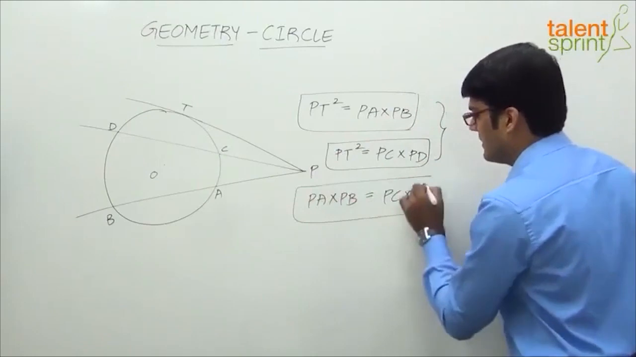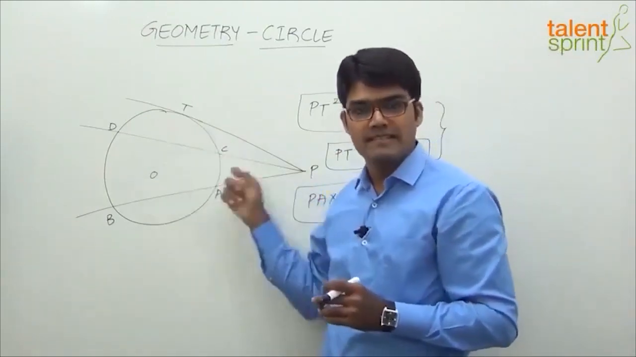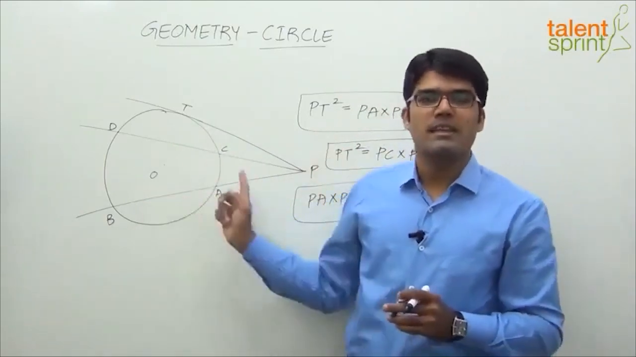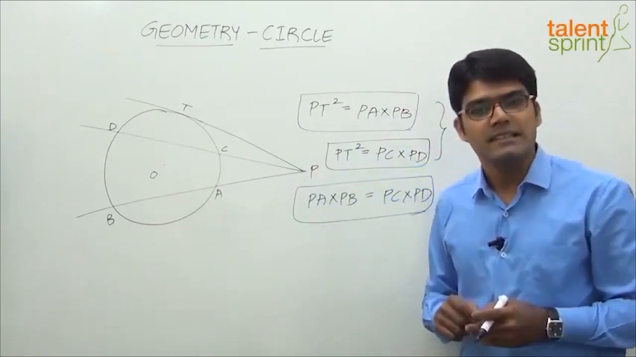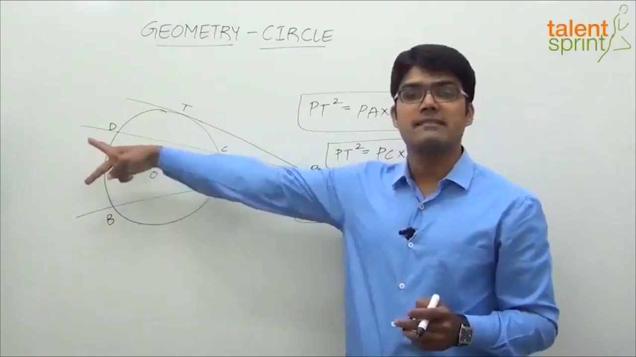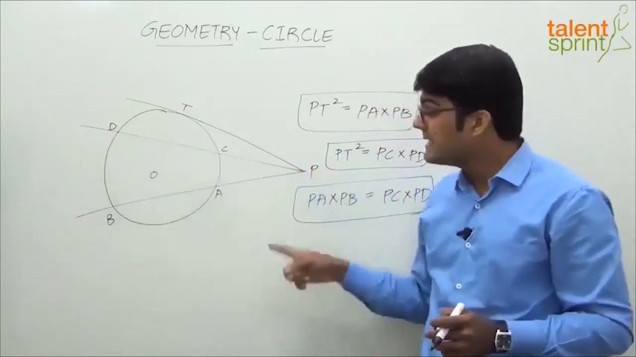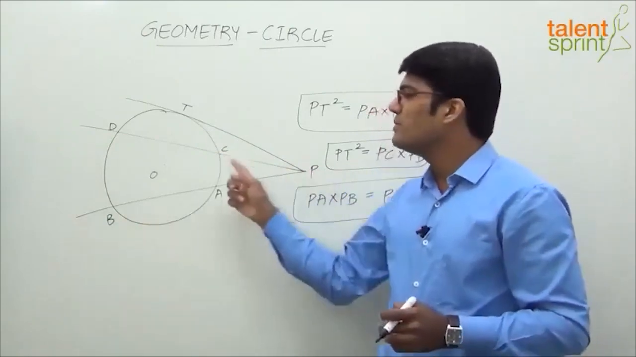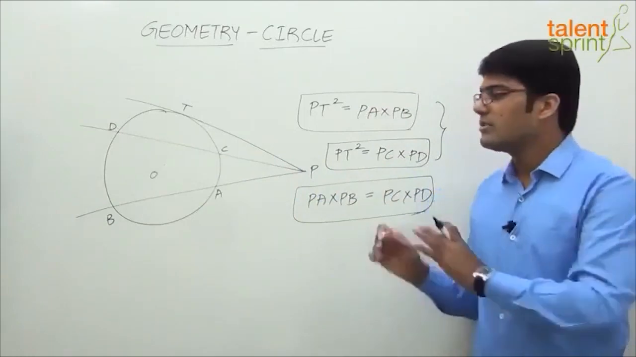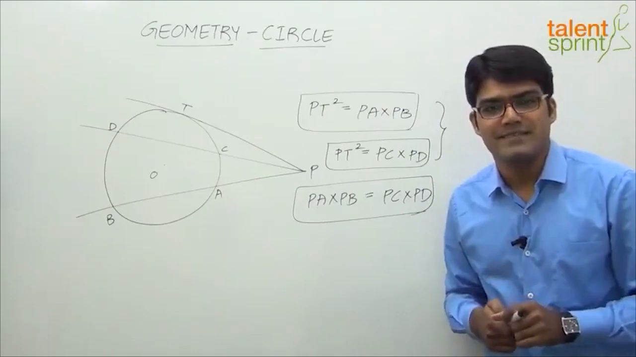You understand? So there are 2 points that we can learn here. One is that from an external point, when we draw a tangent and a secant, then the length of the tangent square will be equal to PA into PB, where A and B are the points at which the secant line cuts the circle. And the other point is, from an external point, when you draw two secants, right? One is PAB, the other secant is PCD. In that case, PA into PB will be equal to PC into PD. Alright? So this is one property which is a combination of both tangents as well as secants.